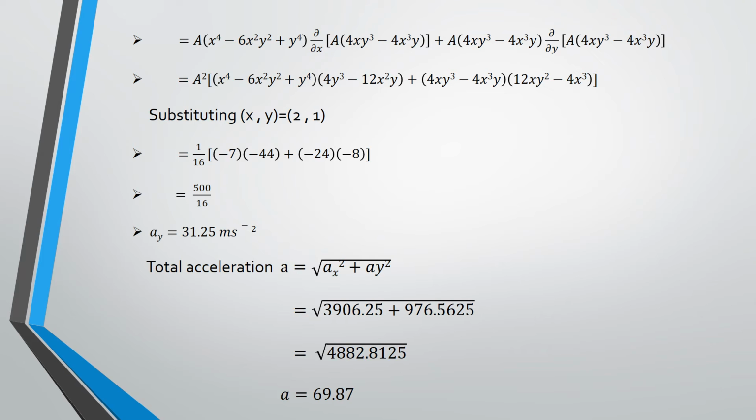Now for the total acceleration, we take the magnitude, which is equal to root over ax square plus ay square, equals root over 4882.8125, which is equal to 69.87, and this is the total acceleration of the particle, that is 69.87.